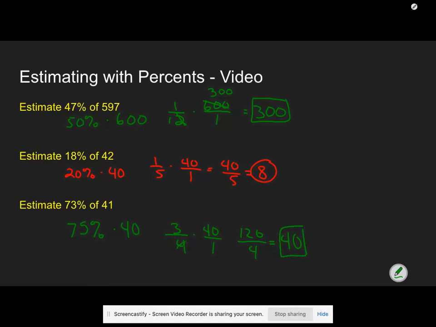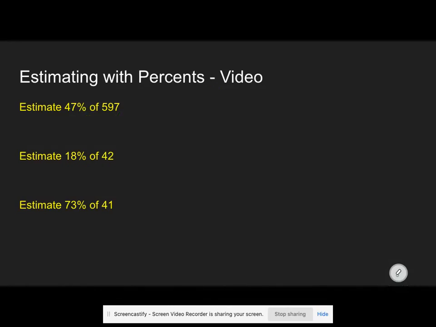Or I could have 4 goes into 4 1 time, 4 goes into 40 10 times, 30, excuse me. And there it is, my final answer. All right, so that's one method you could do for finding or estimating the percent.